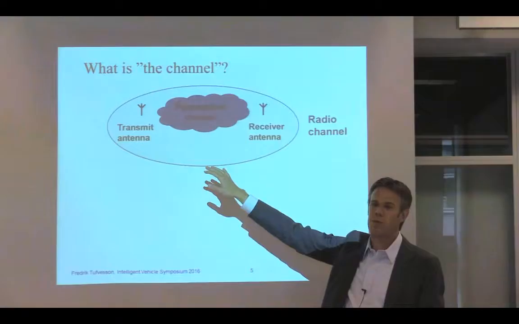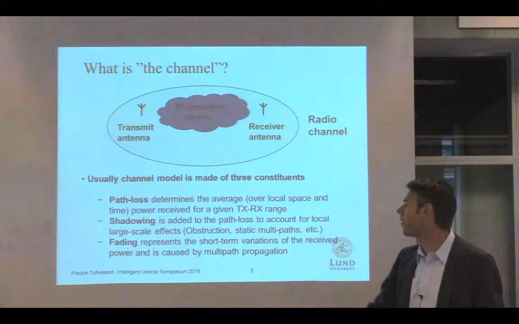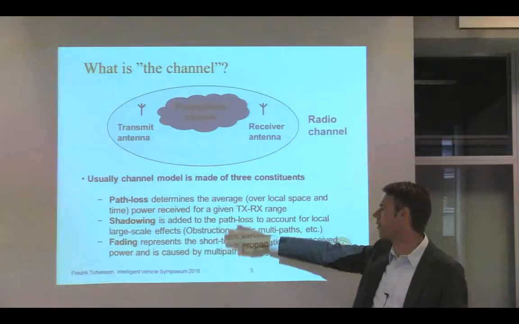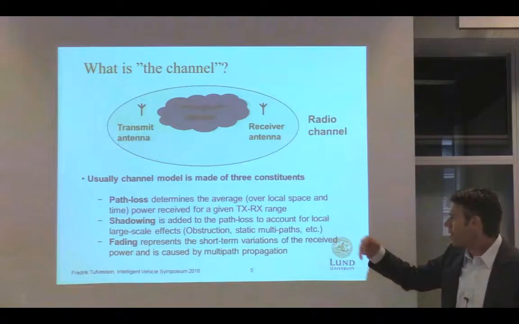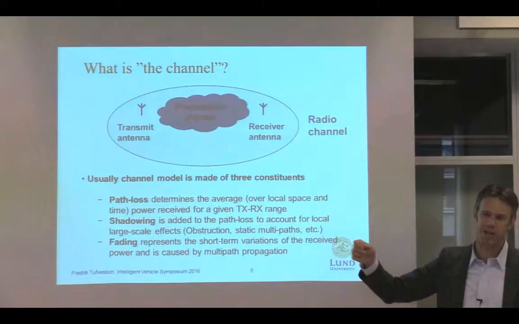In this radio channel, we often distinguish between path loss, shadowing, and small-scale fading, or large-scale fading and small-scale fading. That's known to everybody that has worked with cellular communication or wireless communication. So the path loss is the average path loss that we have for a given distance between the transmitter and receiver. And then onto that, we have the shadowing, or large-scale fading.